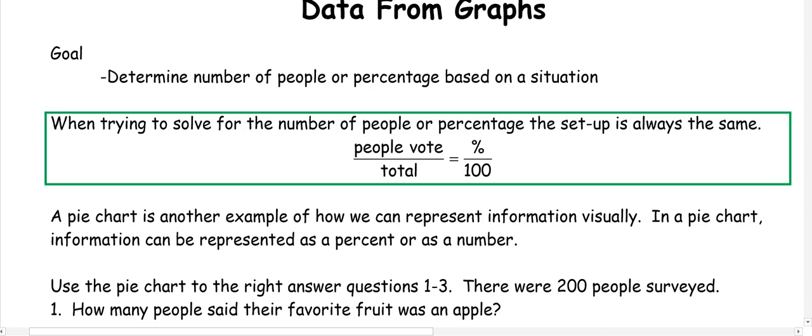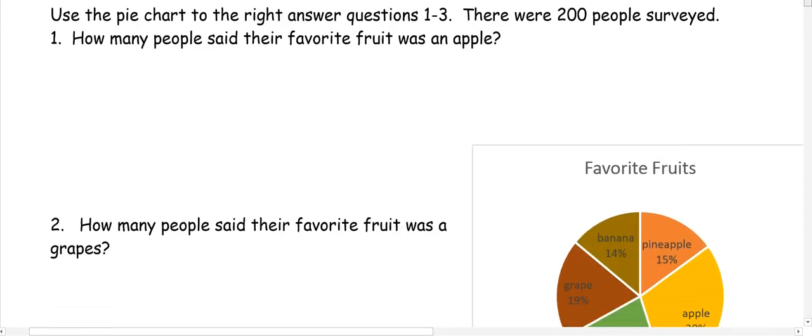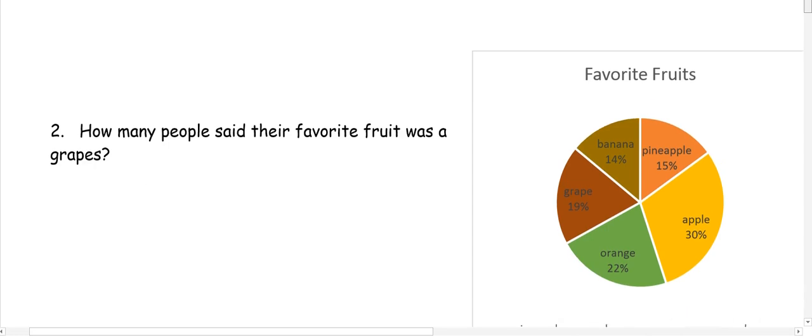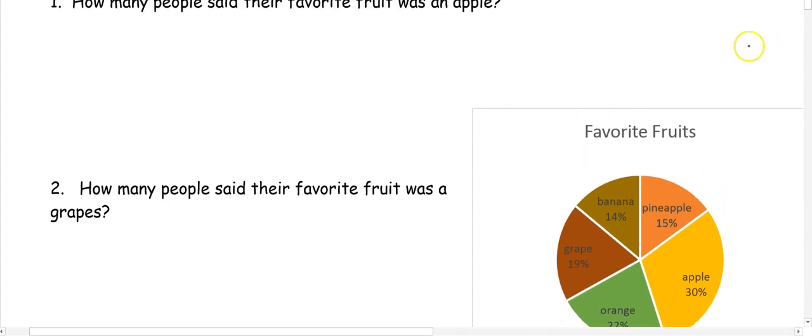And in a pie chart, information can be represented as a percent or as a number. So in the first couple, we're going to use a pie chart that has information with percentages. And we know they're percentages because all these numbers have a percent sign after them. So if 200 people are surveyed, we want to know for question 1, how many people said their favorite fruit was an apple? If we look at the chart, we see that 30% said apple.